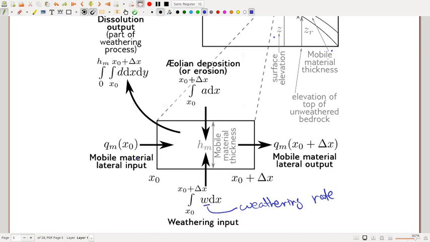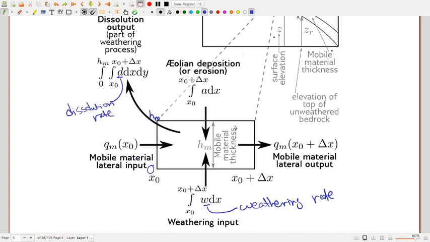So in thinking about dissolution, I just have this arrow going off into the middle of nowhere, but dissolution is going to act across the entire area. And so then we're also integrating from 0, which is down here, we're just defining this as 0, to h sub m, which is the thickness of the mobile material layer. And we're integrating across x naught to x naught plus delta x of d, which is the dissolution rate.